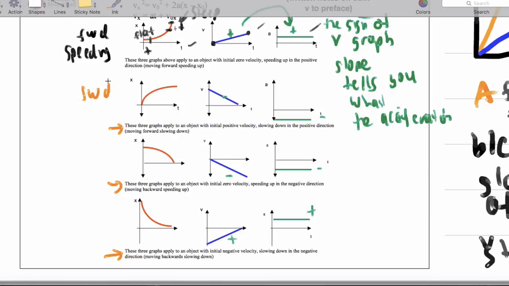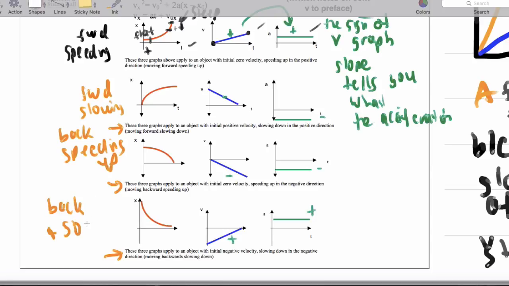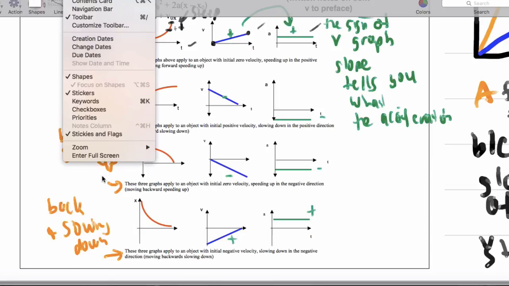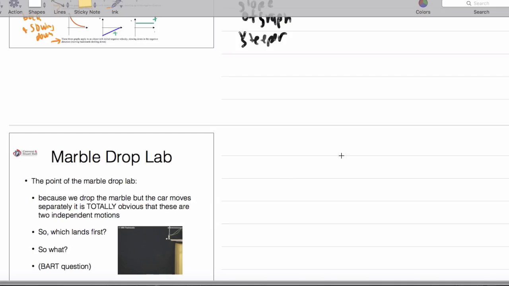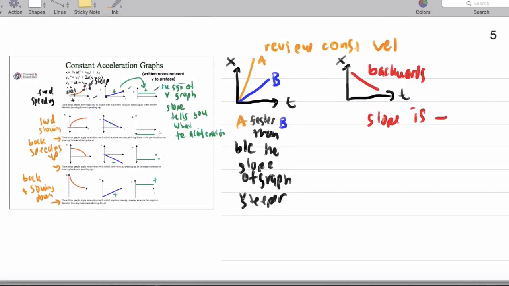So just really quickly, this is going forward and slowing down. This is going backwards and speeding up. And this is going backwards and slowing down. Now, in the interest of time, I'm going to let you figure out why that is. In order to do that, you're going to really need to carefully look at the arguments using these constant velocity graphs, not to answer, but rather to guide you to your answer.